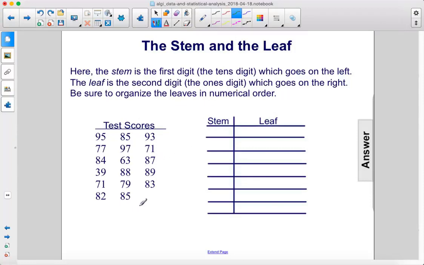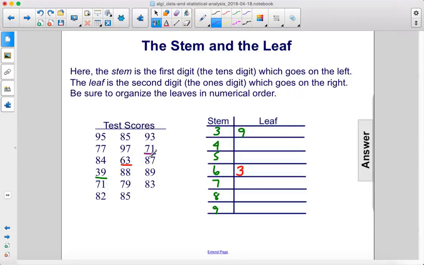Alright, so we have scores that range from 39 to 97. So we'll have 3, 4, 5, 6, 7, 8, 9 as our stems. Now we go through and we see we have 39, so we have 9 as our leaf here. For 4s, we don't have any 4s in the tens digit. For 5s, we also don't have any. For 6s, we have 63, so here we have 63. And that's it for 6s.